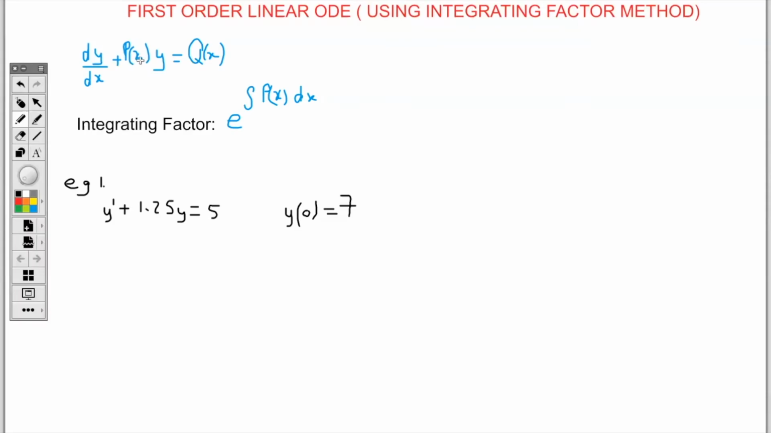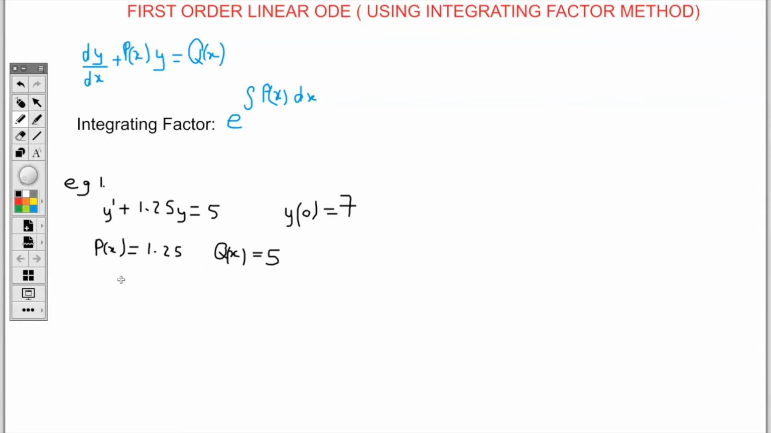Now p(x) is a coefficient of y, so that's 1.25. So it's always a coefficient of y. Now for us, p(x) is a constant, and q(x) is over the equal sign, so q(x) is also a constant, which is 5.